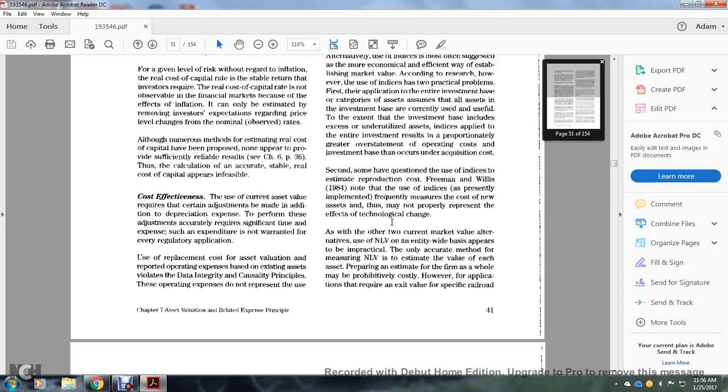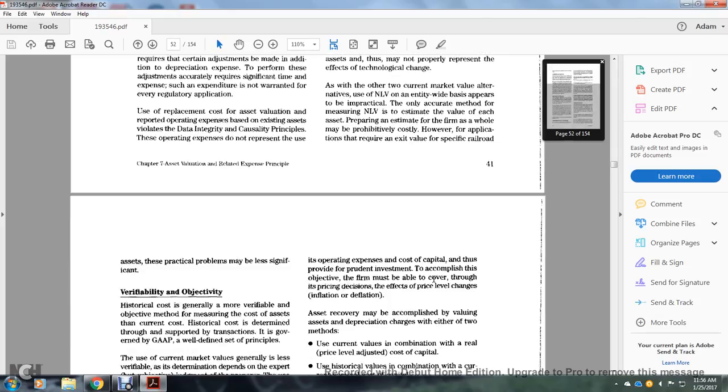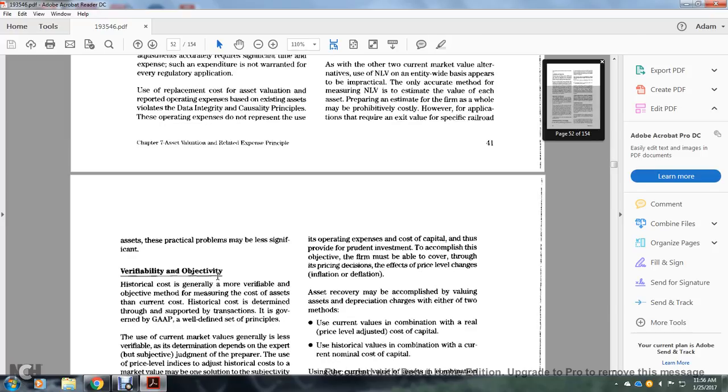The other two current market value approaches, alternative net liquid value and the wide base, appear impractical. The only accurate method for measuring net liquid value is to estimate the value of each asset. Preparing the estimate for the firm as a whole may prove prohibitively costly. However, for applications that require the existing value of a specific railroad asset, the practical problems may be less significant.